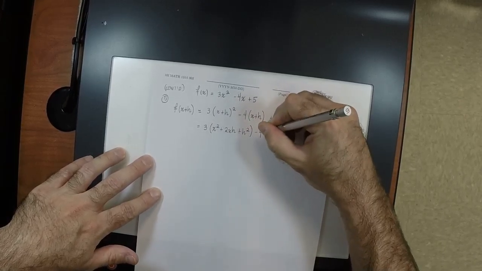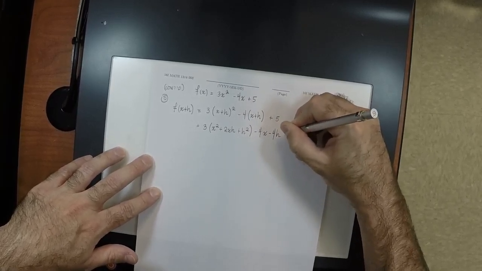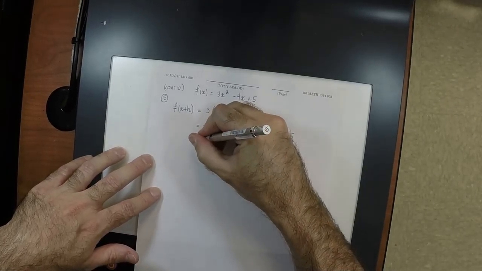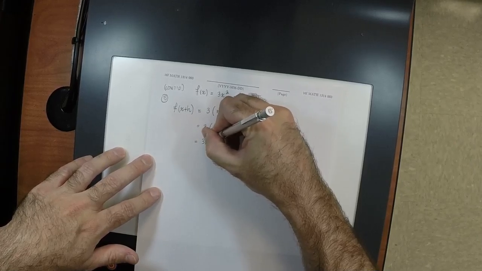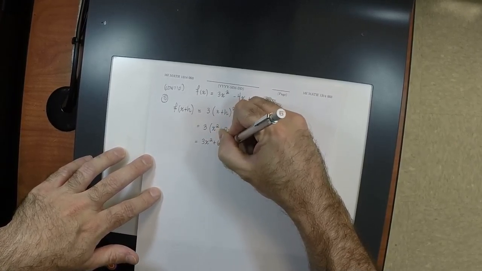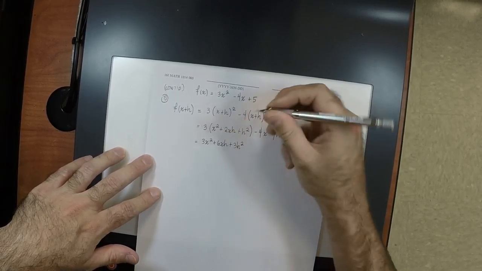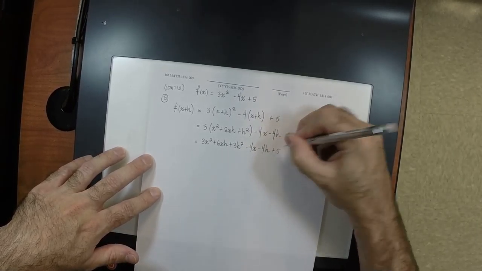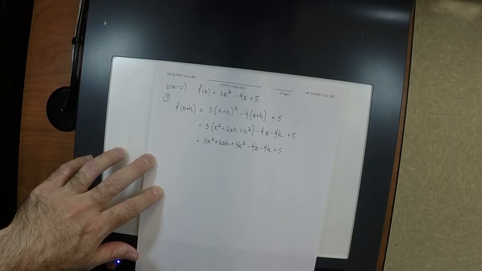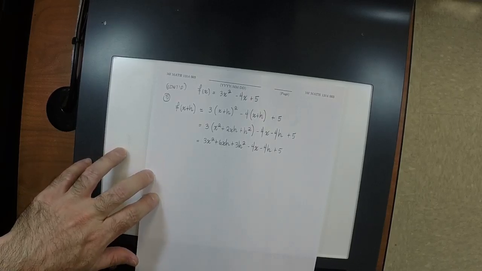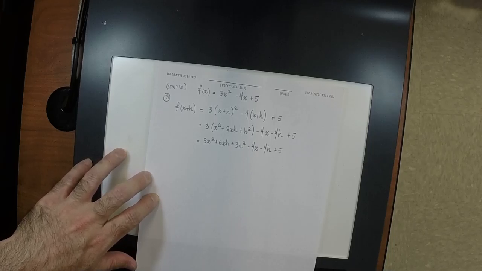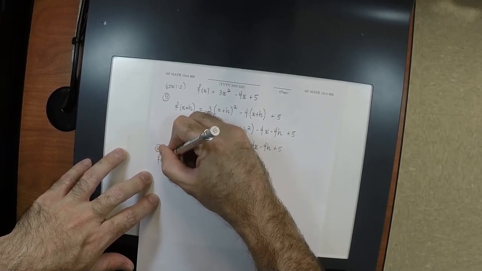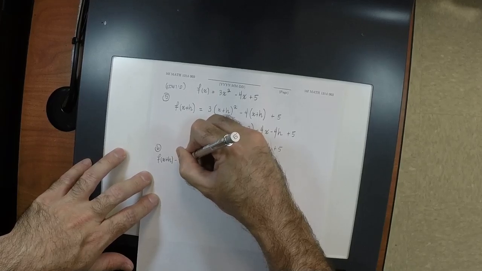Okay, then minus 4x minus 4h plus 5. And then now we can finish it out. So that'd be 3x squared plus 6xh plus 3h squared minus 4x minus 4h plus 5. Any question about that? Okay, how about this one? f of x plus h minus f of x.